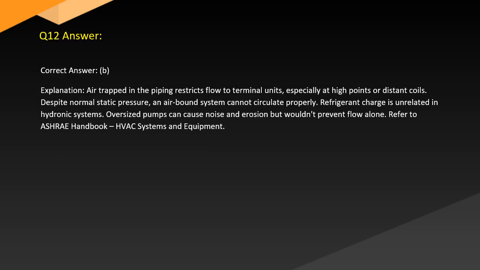Answer. Correct answer, B. Explanation. Air trapped in the piping restricts flow to terminal units, especially at high points or distant coils. Despite normal static pressure, an airbound system cannot circulate properly. Refrigerant charge is unrelated in hydronic systems. Oversized pumps can cause noise and erosion, but wouldn't prevent flow alone. Refer to ASHRAE Handbook, HVAC Systems and Equipment.